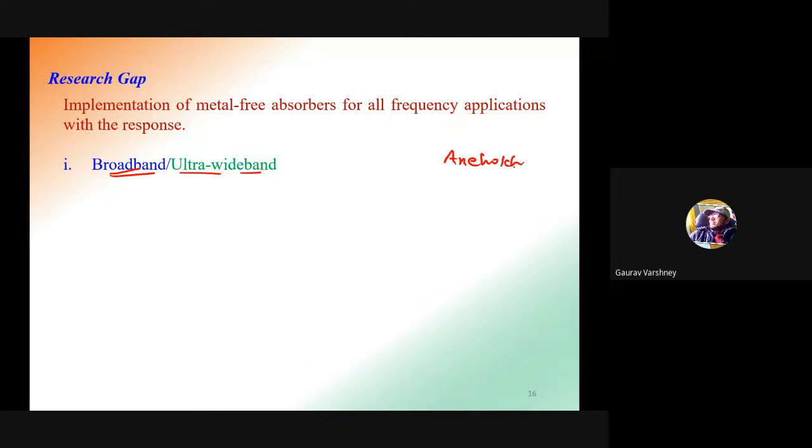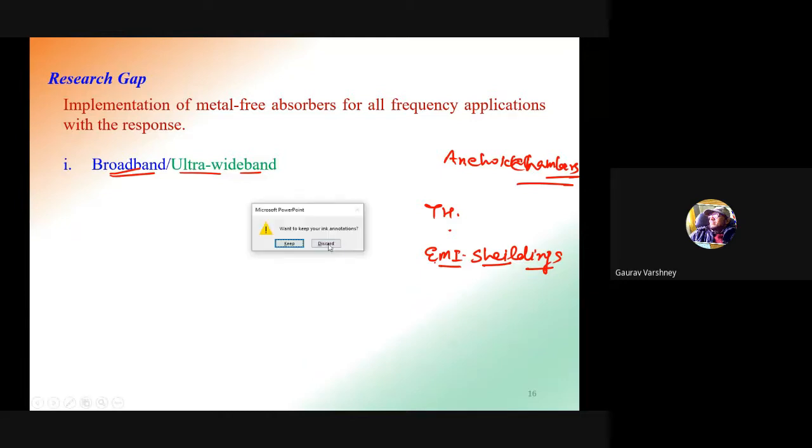Anechoic chambers. And not only terahertz, EMI shielding as well. Do you understand the concept of EMI shielding? This is like stealth technology as well. Electromagnetic interference shielding.